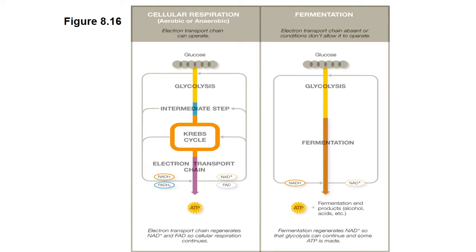Let's look at figure 8.16 before we begin pages 111 through 113. This figure from your textbook is comparing cellular respiration to fermentation. So let's talk a little bit about terminology. You probably have talked about aerobic respiration in your other classes. The word aerobic means with oxygen. The word anaerobic means without.